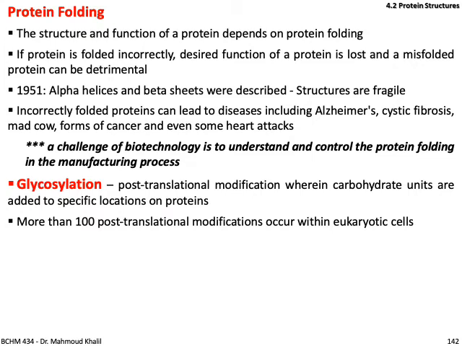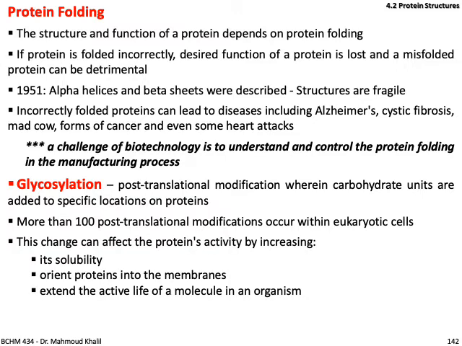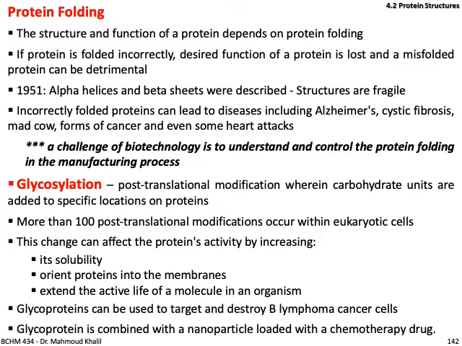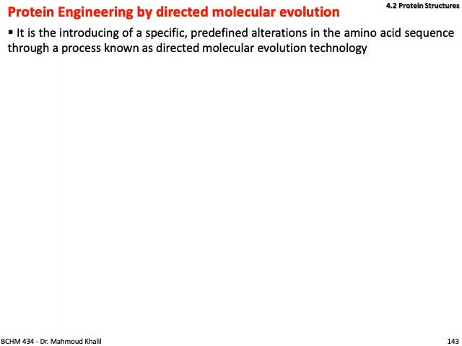The process of glycosylation is very important for the function of protein. It's a post-translational modification wherein carbohydrate units are attached to specific locations on proteins. More than 100 post-translational modifications occur within eukaryotic cells. This change can affect the protein activity by increasing its solubility, orienting the protein to the membrane, and extending the active life of the molecule in an organism. This glycoprotein, which undergoes glycosylation, can be used to target and destroy B lymphoma cancer cells. The glycoprotein is combined with a nanoparticle loaded with a chemotherapy drug.